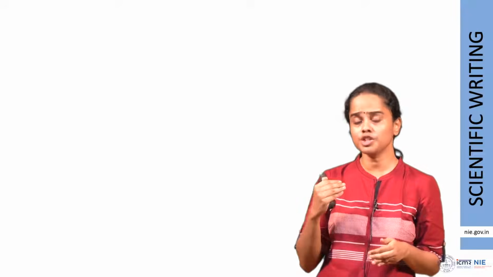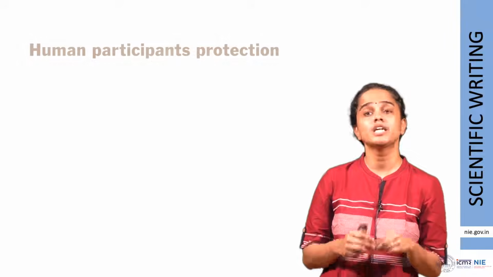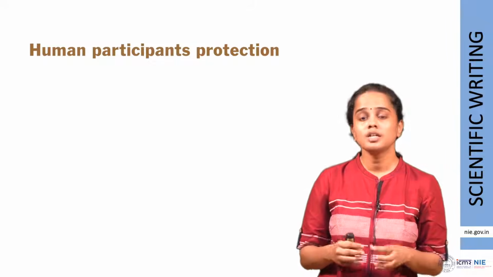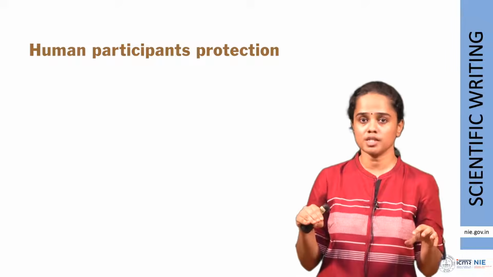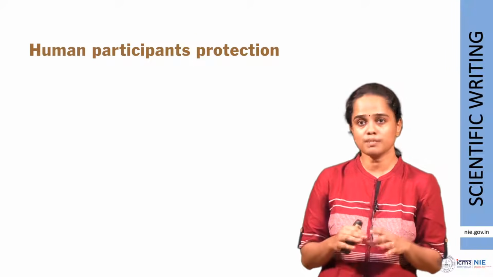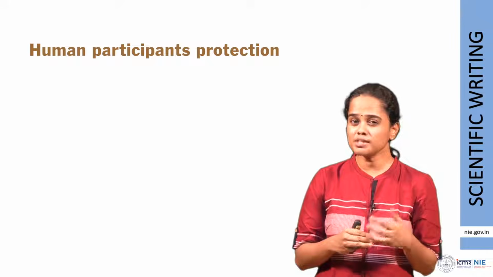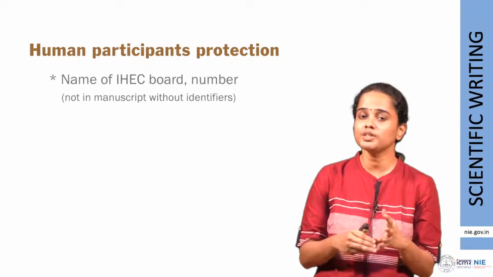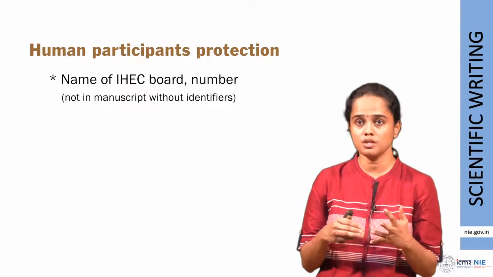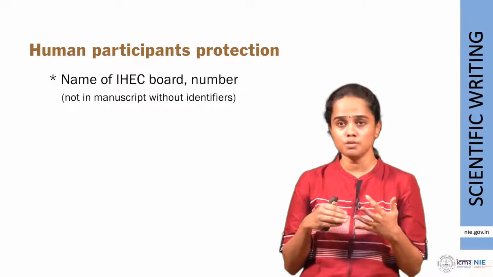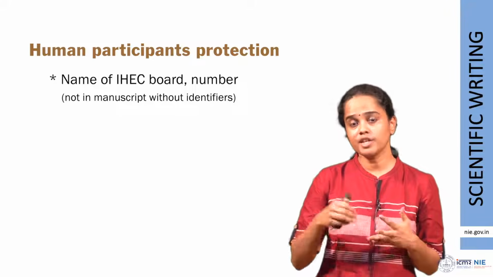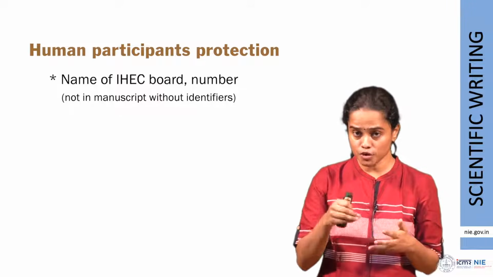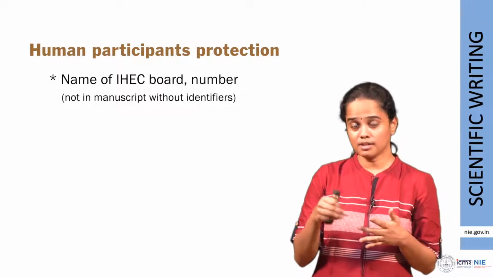Now the last section of your methods would be human participants protection. Now this is the place where you detail what measures were taken in your study to protect the study subjects. So generally the requirements are you mention the name of the ethics committee or the IHEC board, the Institutional Human Ethics Committee board, or if you are dealing with animals, then that is a different ethics committee that looks at it. You need to specify the name and the number.